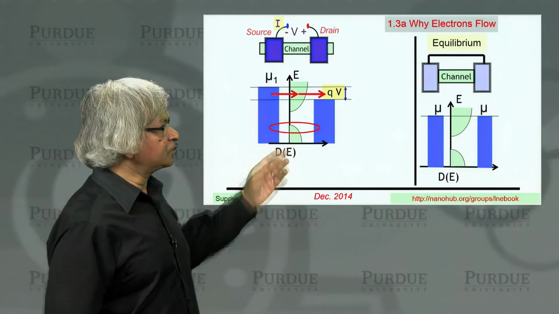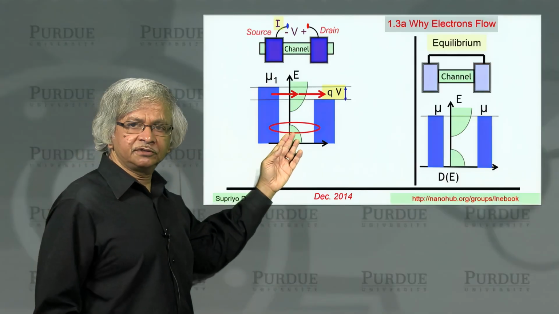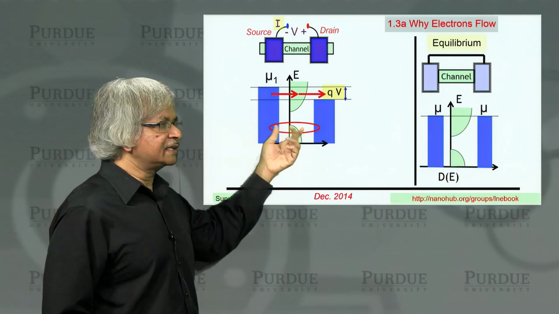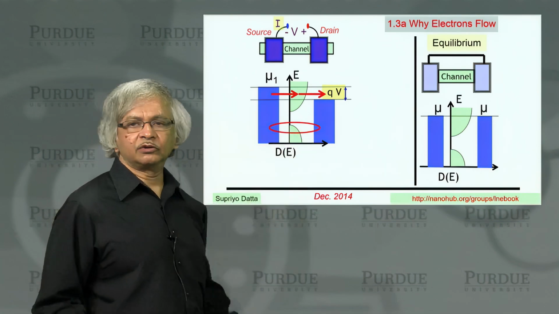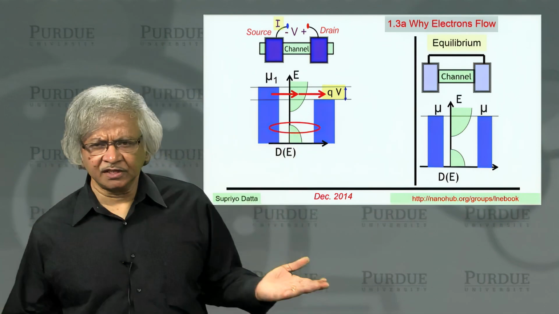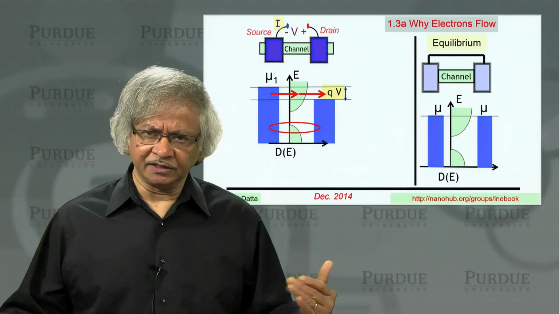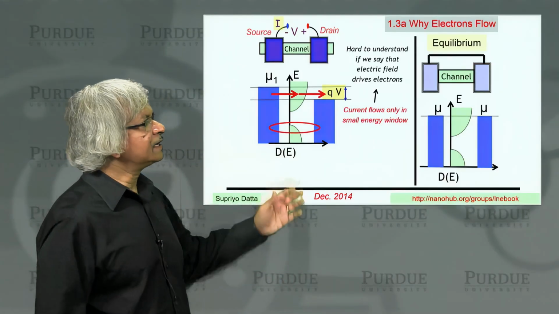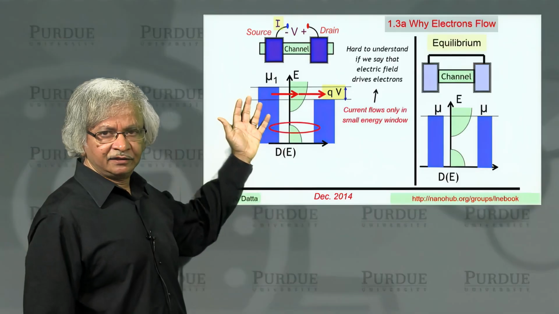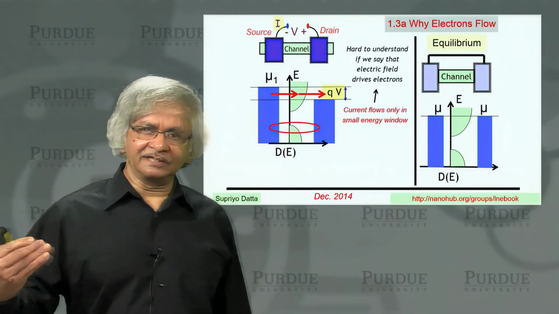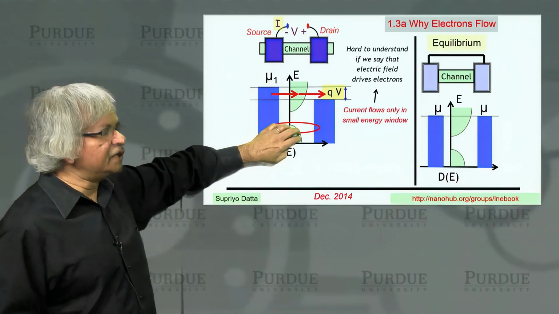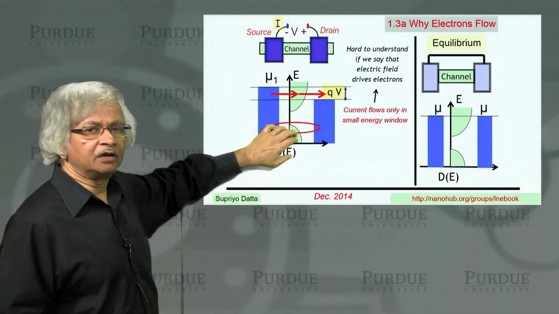Now, why don't states down here contribute to current flow? Well, because as far as these states are concerned, both contacts want to keep them filled. So it just stays filled. End of story, nothing else. No current flows. This is the point that is hard to understand if you think of electric fields as driving electrons, because in that case you might say electrons down here should also start moving.